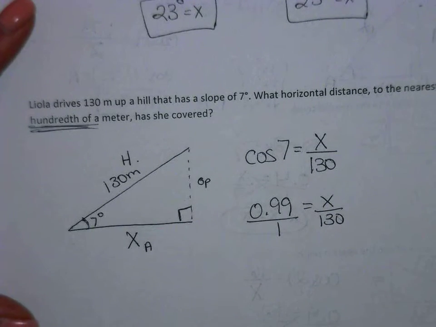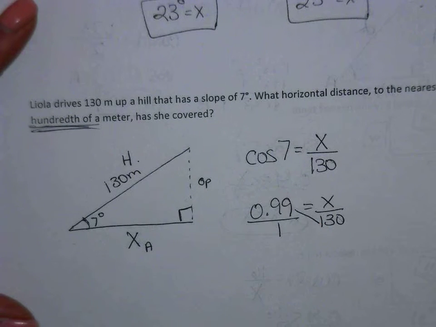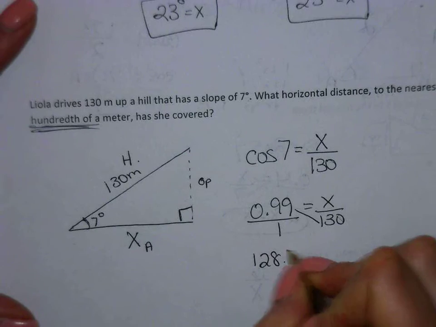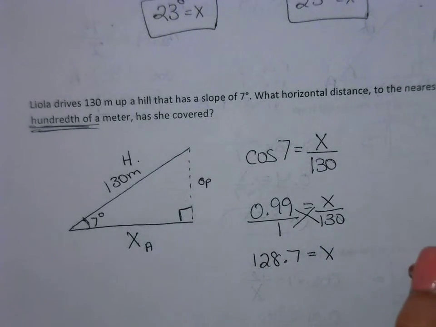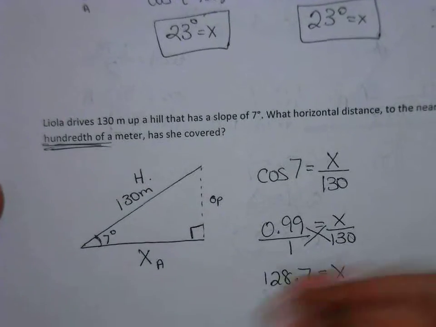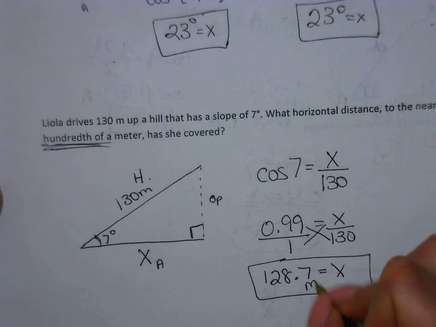So we can create our proportion, cross multiply. So 99 hundredths times 130 is 128 and 7/10 equals 1 times x, which is x. To the nearest hundredth, what's the horizontal distance that she's covered? She's covered 128 and 7/10 meters.